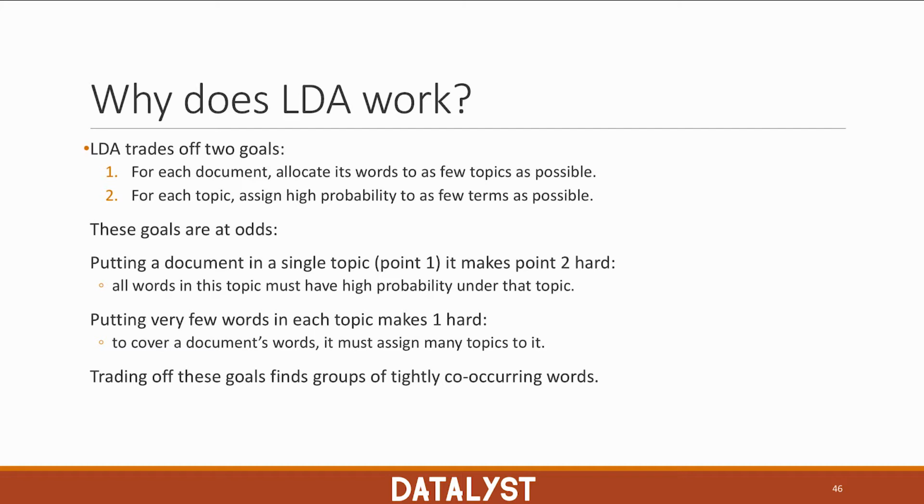On the other hand, if we put very few words in each topic, then goal 1 is hard because in order to cover a document's words, this document would have to be assigned to many topics. And we said that ideally we'd like one document to correspond to only one topic. So in the process of the algorithm trying to find a trade-off between these two goals, it finds distinct clusters of words and these distinct topics, which are then assigned to the documents. And in practice, this works quite well.